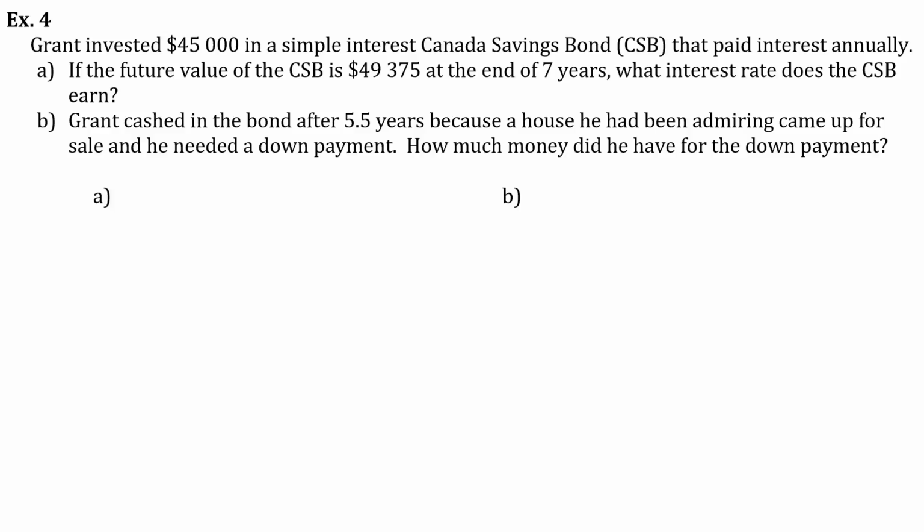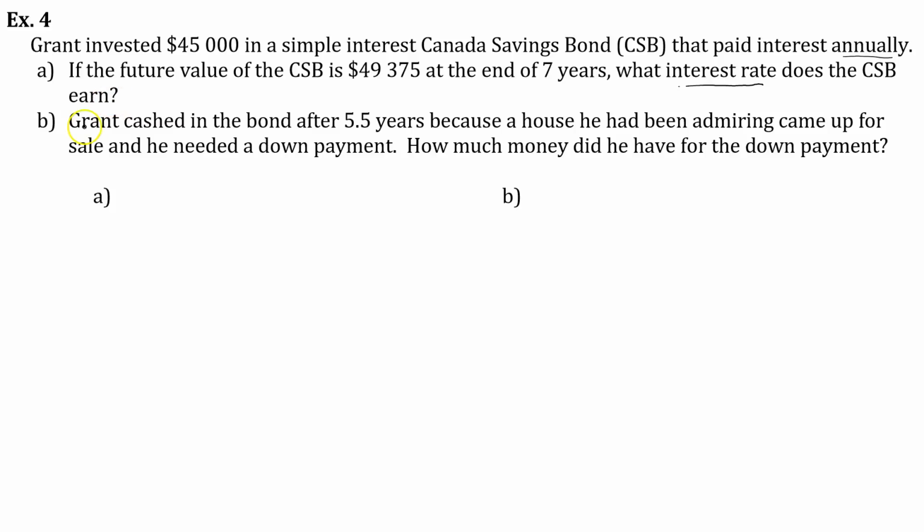This is going to be our fourth and last example. Grant invested $45,000 in a simple interest Canada Savings Bond that paid interest annually. If the future value of the Canada Savings Bond, or CSB, is $49,375 at the end of 7 years, what interest rate does the Canadian Savings Bond earn?